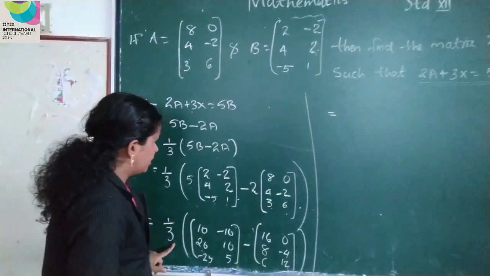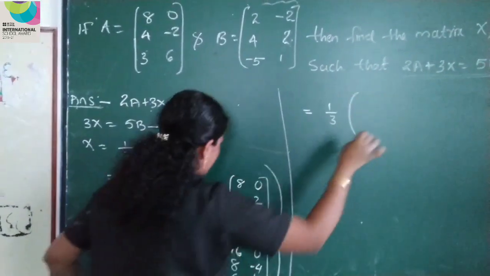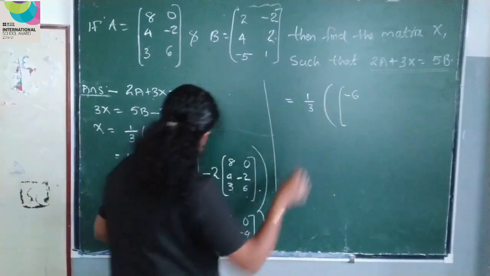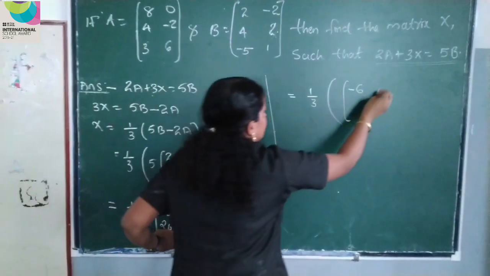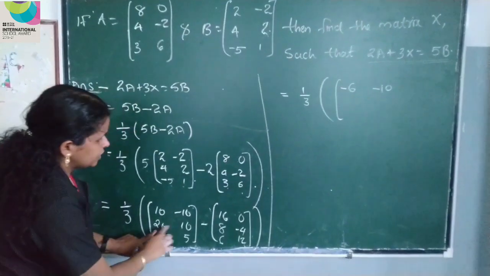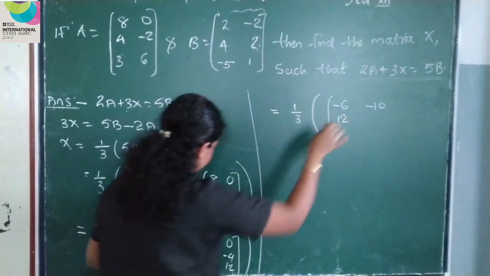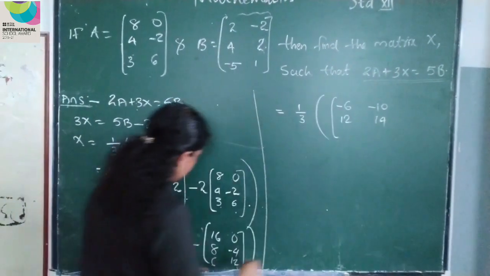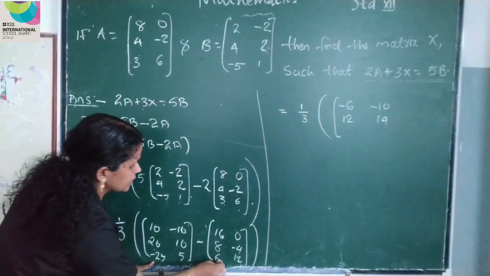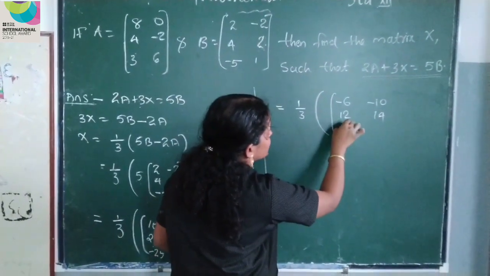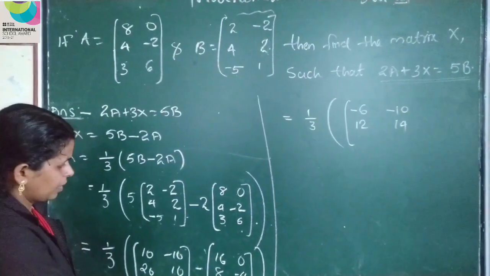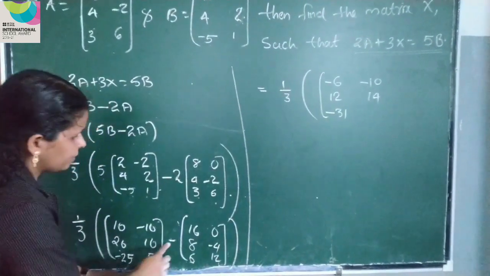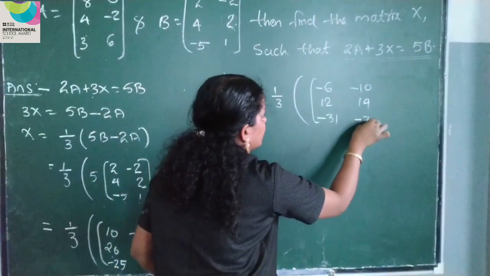Which is equal to 1 by 3 of: 10 minus 16, that means minus 6. Minus 10 minus 0, that means minus 10. 20 minus 8, 12. Then 10 minus 4, that means 14. Then minus 25 minus 6, that means minus 31. Then 5 minus 12, which is minus 7.